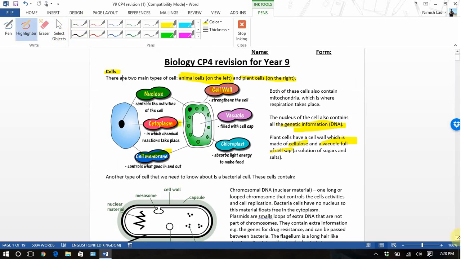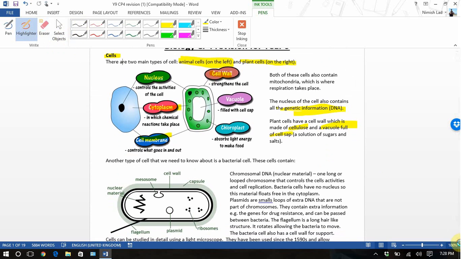Another type of cell that you need to know about is called a bacterial cell. So bacterial cells are full of chromosomal DNA, so it's this nuclear material over here, so chromosomal DNA. And they have one long looped chromosome that controls cell activities and cell replication.